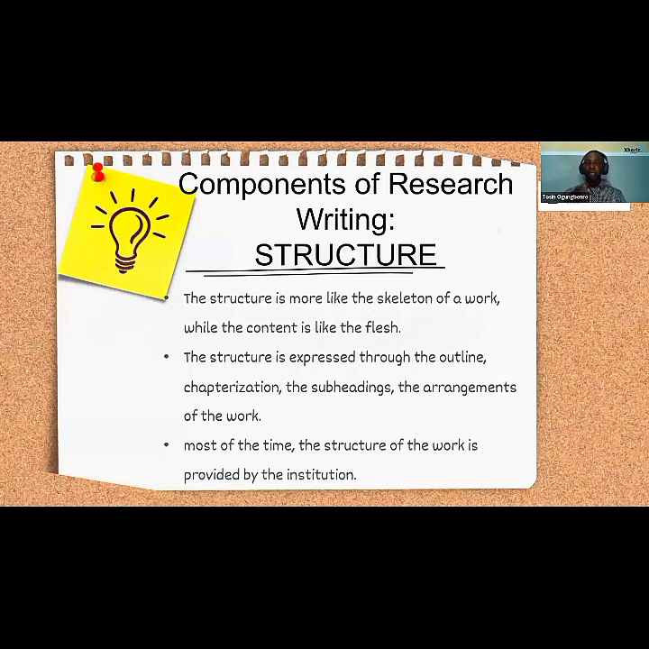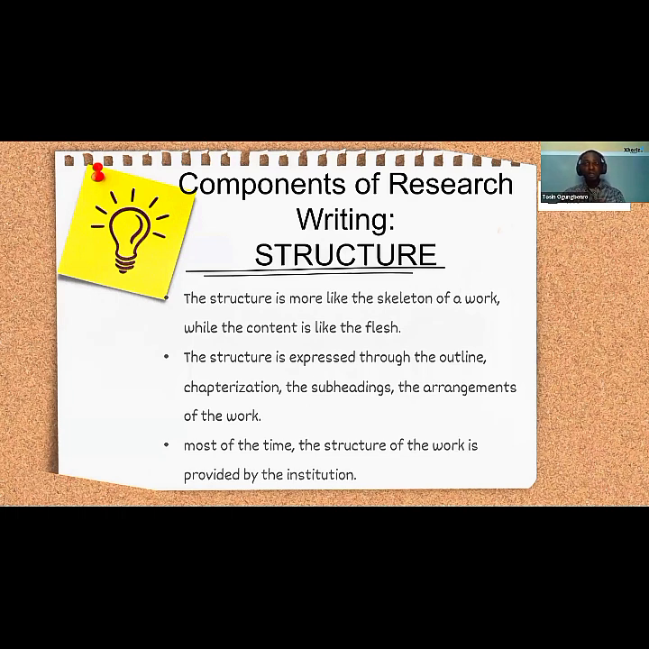Like I used to say, when an examiner is looking at your work, the first thing they look at is the structure of your work. At the beginning, they don't pay attention to your content. The first thing that catches the eye is the structure. They want to see how neatly arranged your work is, and whether it is in accordance with the structure provided by your school.